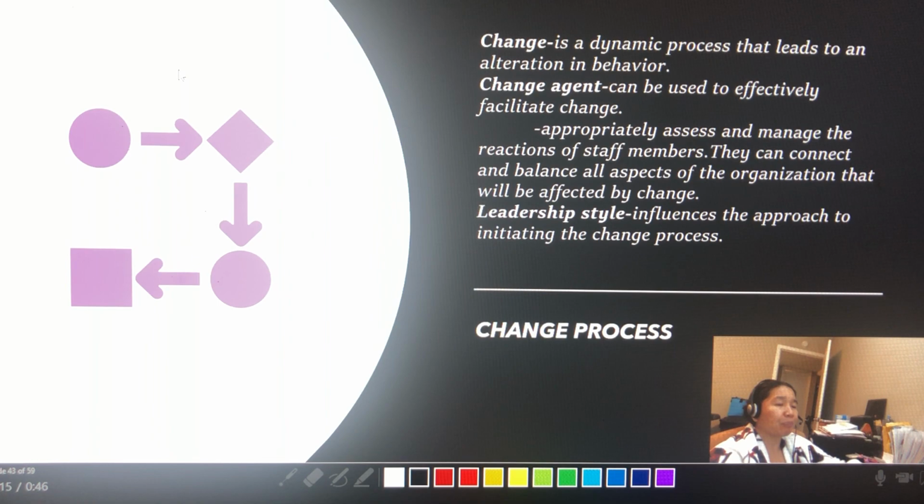Our topic today is about change process. Change is a dynamic process that leads to an alteration in behavior. A change agent can be used to effectively facilitate change, appropriately assess and manage the reactions of staff members. They can connect and balance all aspects of the organization that will be affected by change. Leadership style influences the approach to initiating the change process.